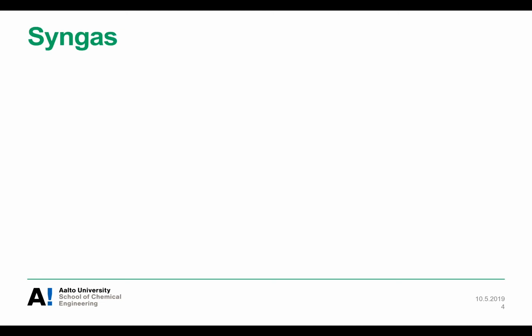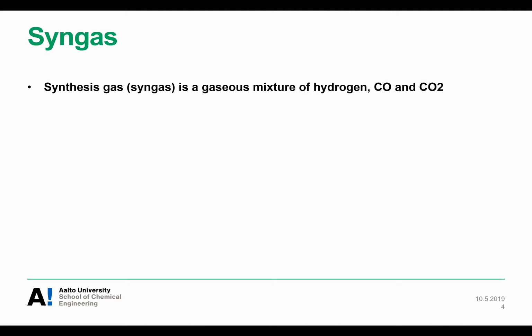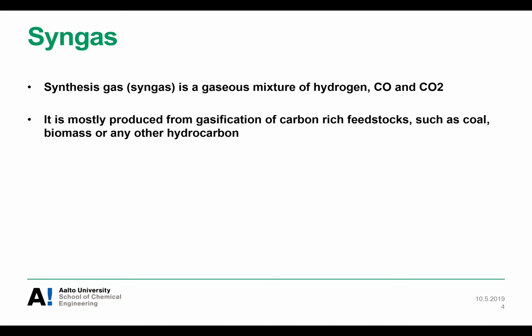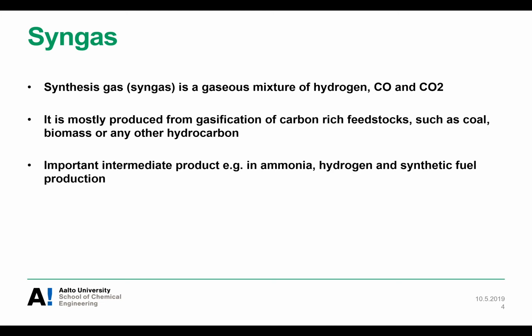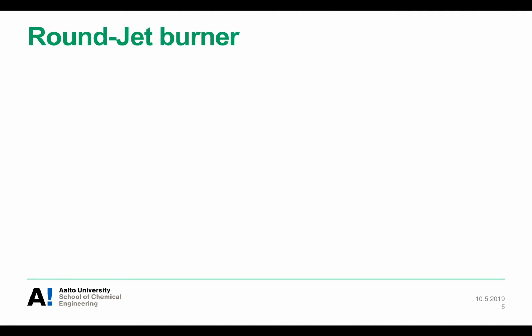So about syngas. So synthesis gas, or short for syngas, is a gaseous mixture of hydrogen, carbon monoxide, and quite often carbon dioxide. It is mostly produced from gasification of carbon-rich feedstocks such as coal, biomass, or any other hydrocarbon. And it's also worth mentioning that there are also other alternatives such as partial oxidation. So syngas is an important intermediate product which is used, for example, in the production of ammonia, hydrogen, and synthetic fuel production.